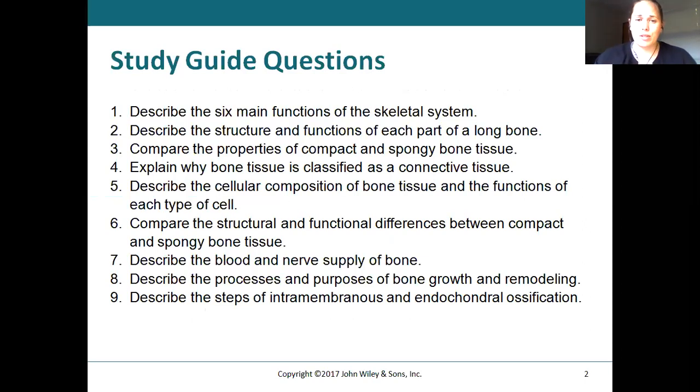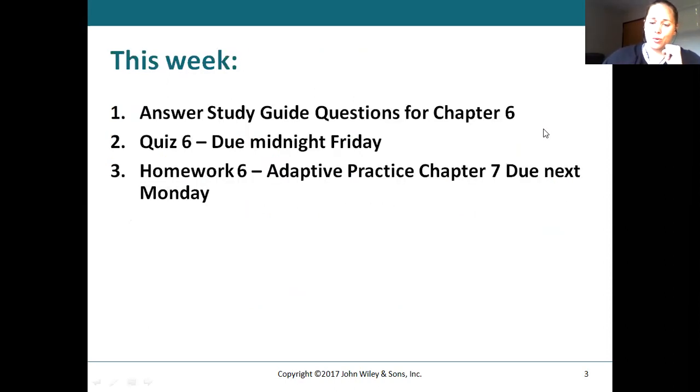Okay, so the study guide questions for this particular lecture are: talk about the 6 main functions of the skeletal system; structure and function of long bone, compact and spongy bone; why bone tissue is classified as connective tissue; cellular composition of bone tissue and the functions of each type; structure and function between compact and spongy bone; blood and nerve supply of bone, which we'll talk about at the end; the purposes of bone growth and remodeling; and intramembranous and endochondral ossification. So we have a big, tall order today.